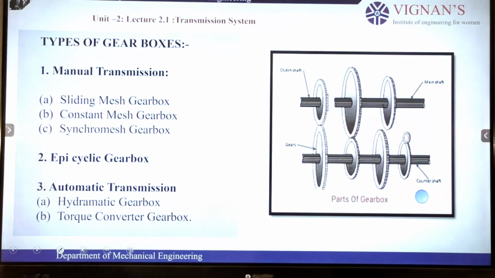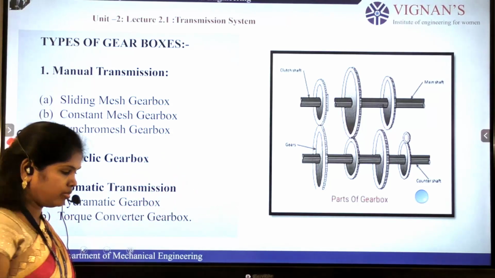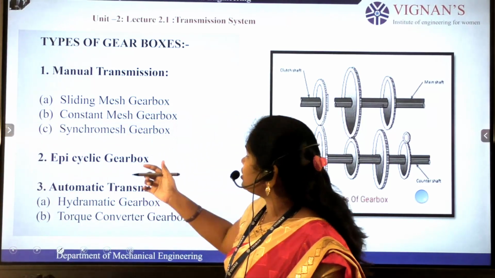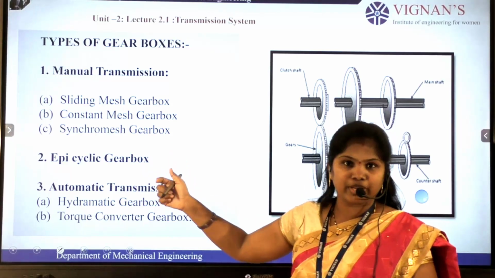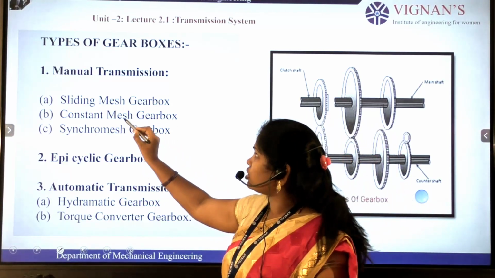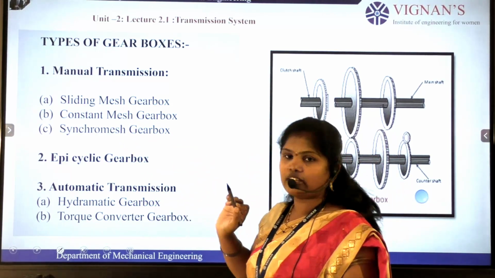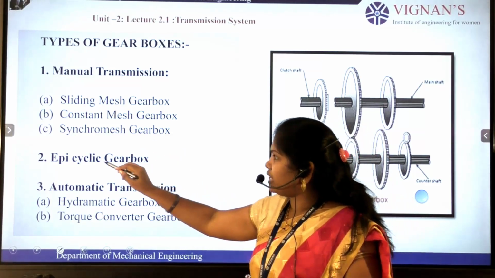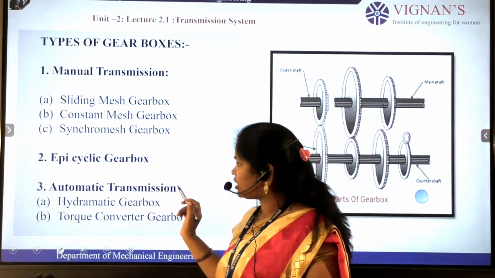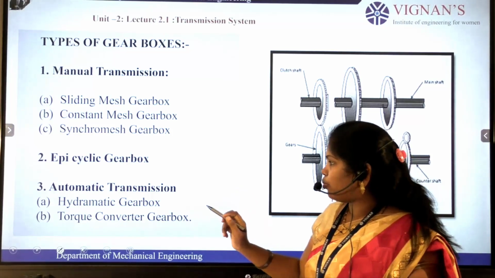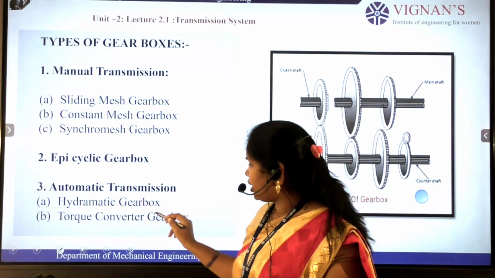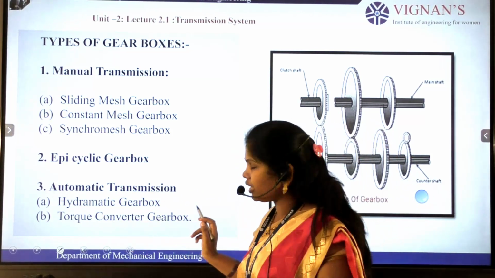Classification: types of gearboxes. Here we have three types: manual transmission, epicyclic gearbox and automatic transmission system. In the manual transmission system, we have three basic types: sliding mesh gearbox, constant mesh gearbox and synchromesh gearbox. The second one is the epicyclic gearbox and the third one is the automatic transmission gearbox. Here we have two types: hydromatic gearbox and torque converter gearbox.